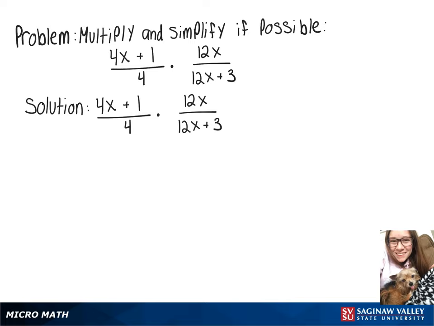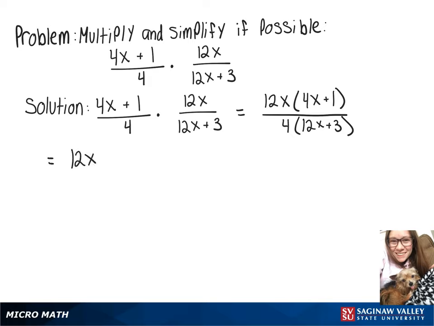In this video, we're going to multiply these rational expressions and simplify. So multiplying across the top and across the bottom, we'll have 12x times 4x plus 1 on top, and 4 times 12x plus 3 on the bottom. Now the top part we're going to leave alone for now. So we'll still have 12x times 4x plus 1.